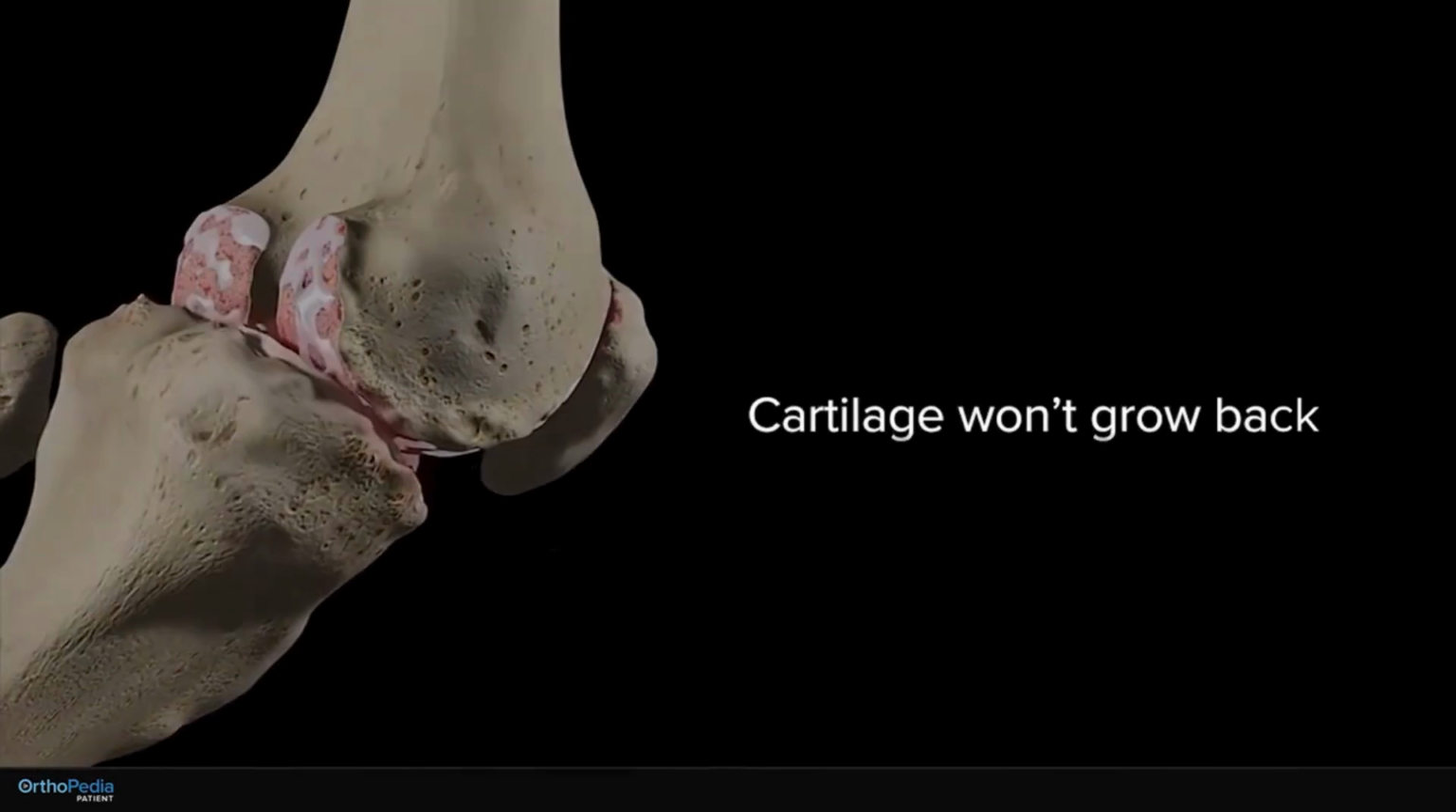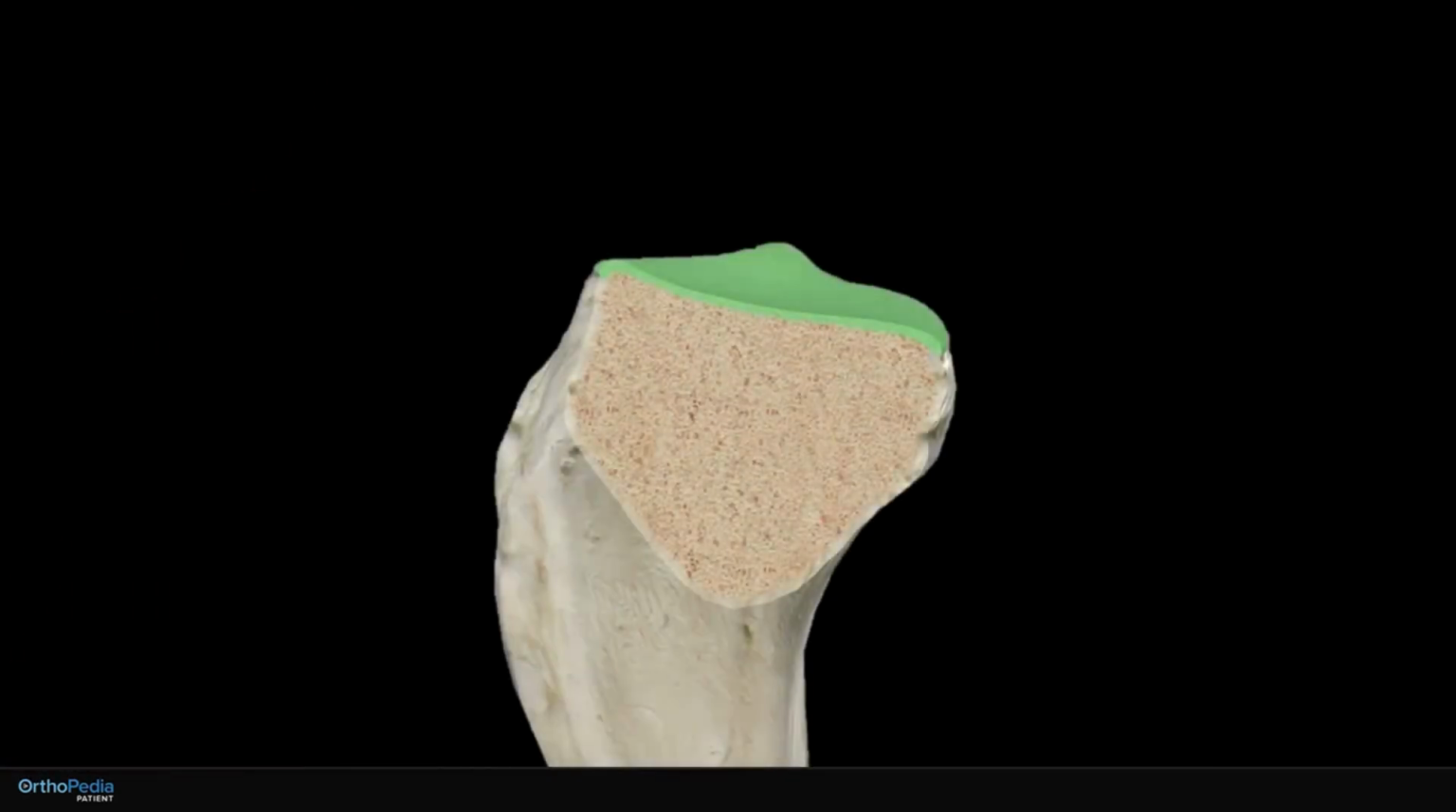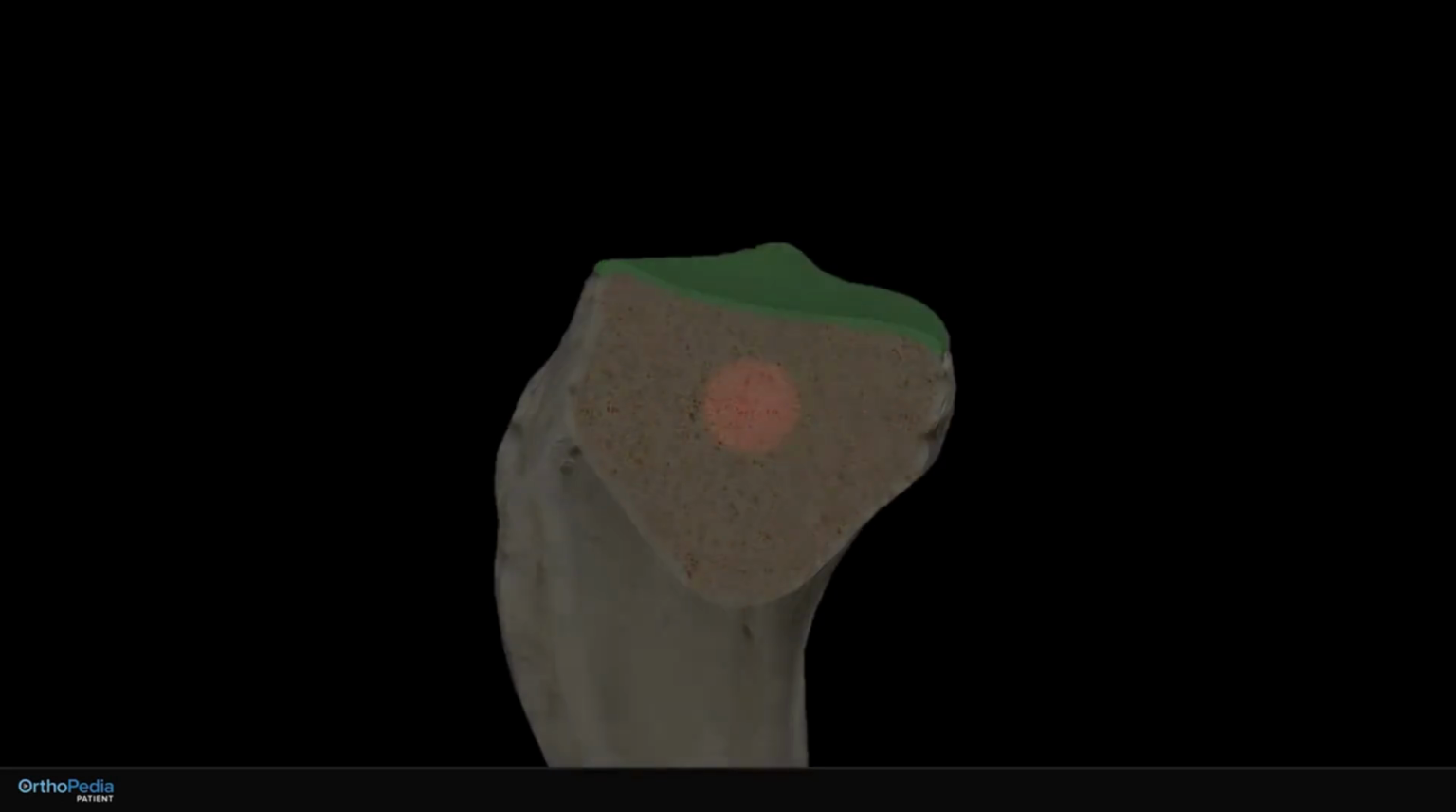Not only does cartilage get a poor blood supply, it also doesn't have any nerves. However, since bone does have nerve endings, this means that patients won't really feel pain until the cartilage is worn down thin enough that the pressure on the bone is what causes the pain.